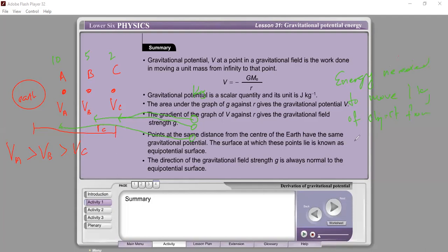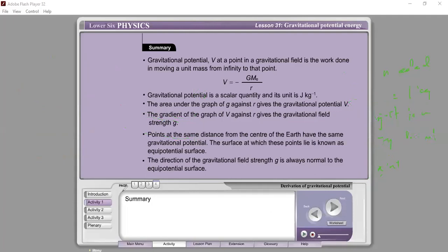from infinity to a point. This point can be point A, point B, point C, any point. So that means to a point. So this is the meaning of gravitational potential. Now we move to the next slide.